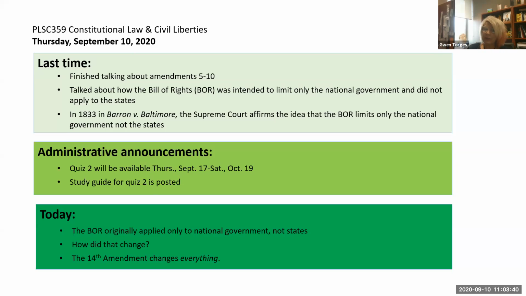Administrative announcements. Quiz 2 will be open next Thursday, September 17th through Saturday, October 19th. There'll be probably a few more multiple choice questions than there were this time. The study guide is posted. It's about the rights in the Bill of Rights.